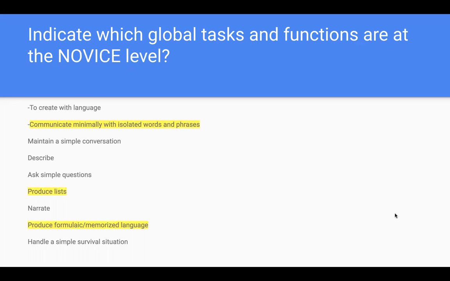Obviously, we know that at novice level, they can communicate minimally with isolated words and phrases. They can produce lists, and they can produce memorized language. These are the global tasks and functions of a novice speaker. Now let's look at the global tasks and functions at the intermediate level. What can they do with the language, right? So you're going to answer that now in your Edpuzzle, and we'll see if you're correct.